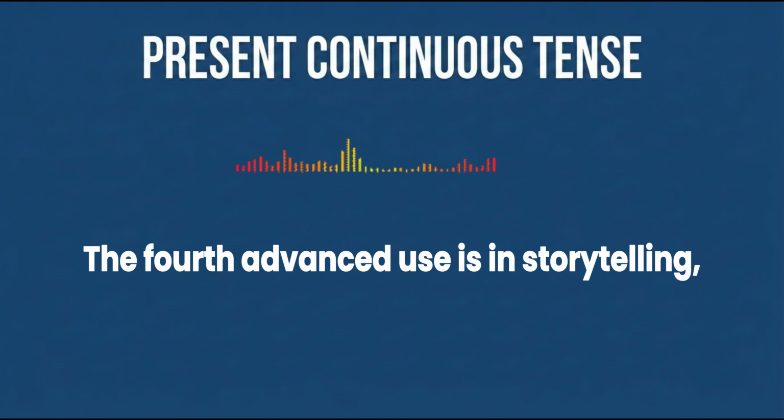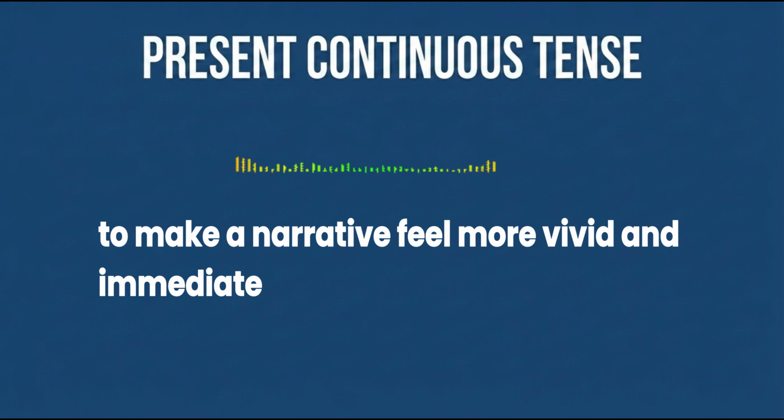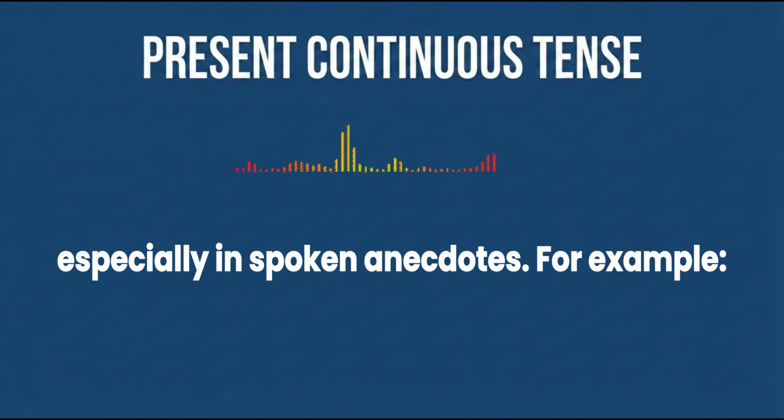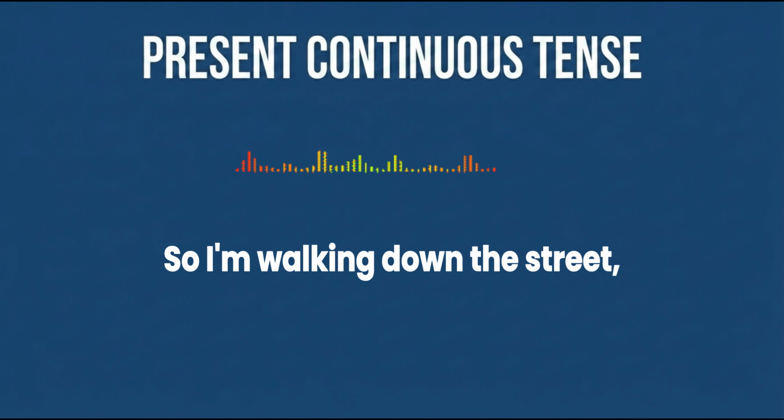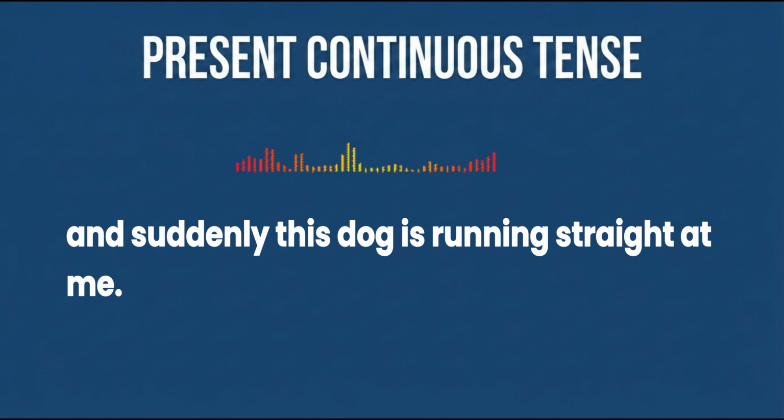The fourth advanced use is in storytelling, to make a narrative feel more vivid and immediate, especially in spoken anecdotes. For example, so I'm walking down the street, and suddenly this dog is running straight at me.